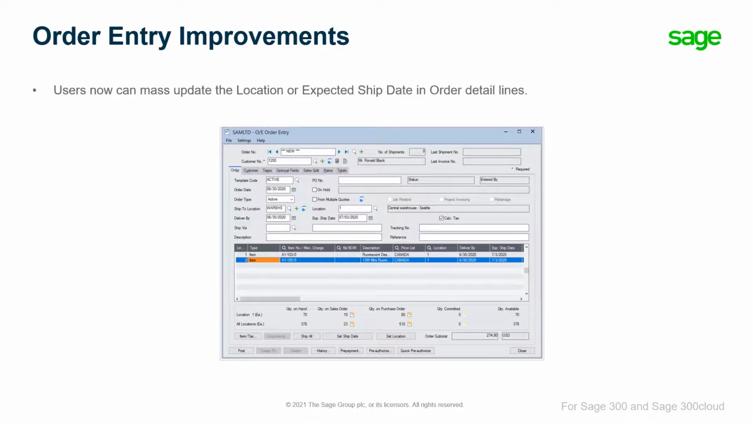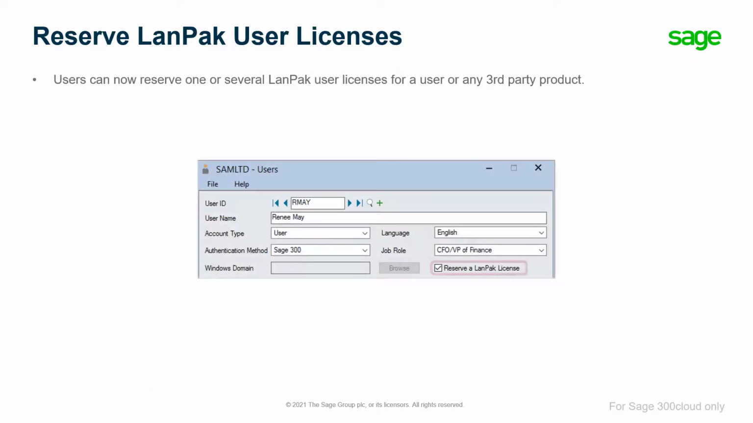Through the order entry improvements, users can now set the expected ship date and location for all details on an order. More information on this new feature is available in the Order Entry Improvements in Sage 300 2022.0 video. Users can now reserve one or several LanPak user licenses for a user or any third-party product. LanPak licenses provide specific users uninterrupted access to Sage 300. Please refer to the Reserve LanPak Licenses video for more information on this new feature.